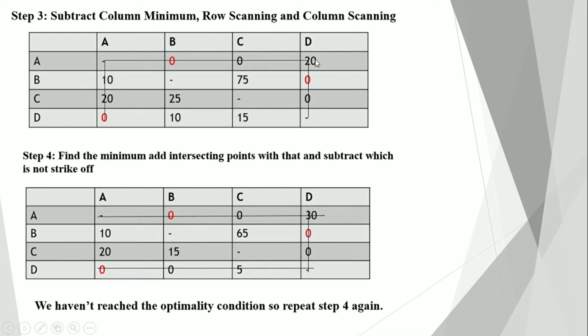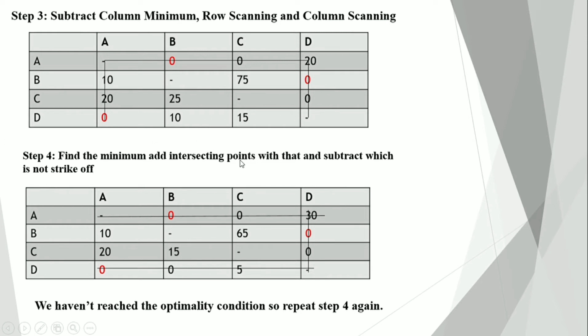The next step is another row. We don't have zeros in any of the rows. We have a zero in this row, in the A place, so we will strike off this column. Next we do column scanning, which is searching for zeros in the columns. In this column we have zeros in the B and A rows, so we will strike off this row. As there are no zeros in any other columns, we are finished with this step.